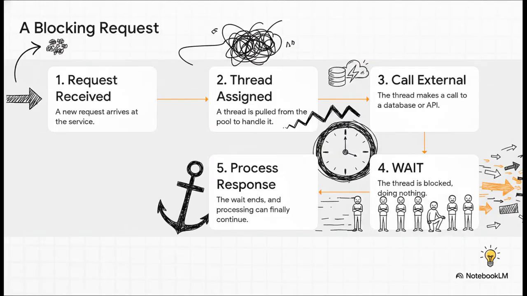Let's just walk through it, step by step. A request comes in. A thread gets assigned to handle it. The thread makes a call out to a database or an API. And then we hit step 4, wait. And this is the killer. This step could last a few milliseconds, or it could last for seconds. And for that entire time, that thread is totally useless. It's only after the waiting is finally over that it can process the response. This wait state is exactly where systems grind to a halt when they get busy.